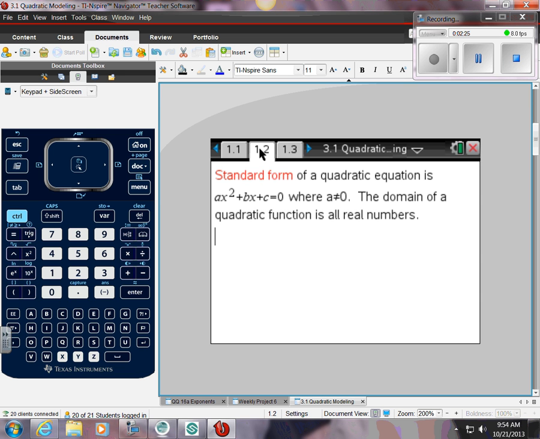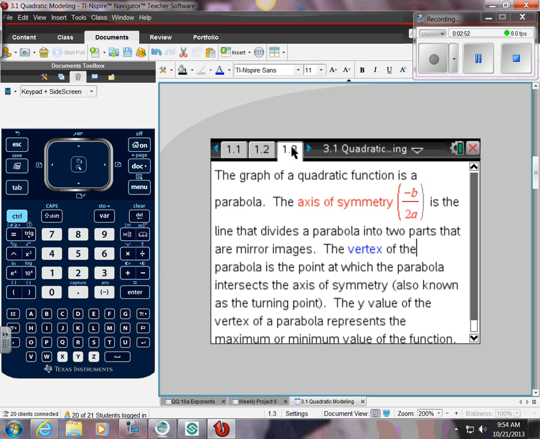The domain of a quadratic function is all real numbers. What's domain? All my x values. What's range then? Y. Okay, so the domain of any quadratic function, did I say any? Does that mean all? Yeah, okay. It is all real numbers. What does that mean, all real numbers? Can't have imaginary. Can I have everything else? Good.